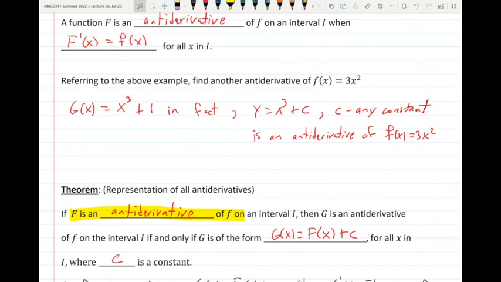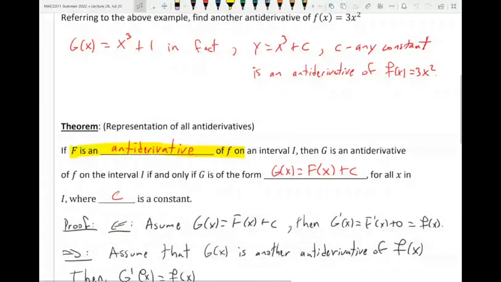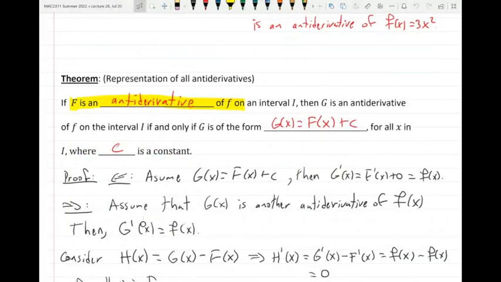So that means that if you want to find all antiderivatives of a function, here's a recipe. You just need to find one, and then you add plus c. That plus c is important because you want all the antiderivatives, and this theorem tells you that all of them have this form. So what we're going to do now is learn how to figure out one antiderivative, because then we just add plus c to get all the rest. Does that make sense?